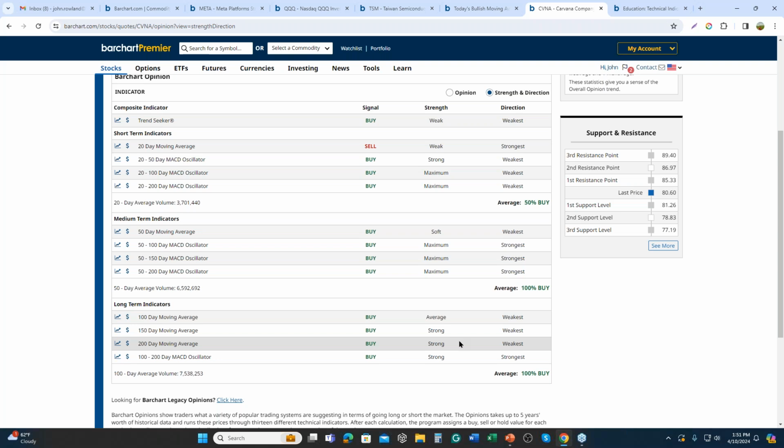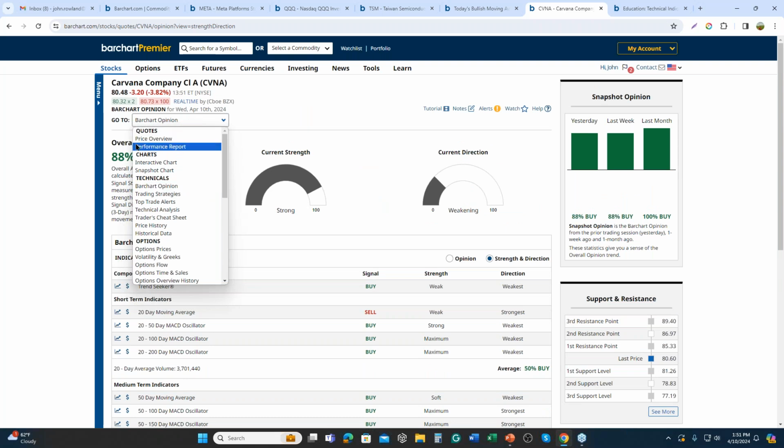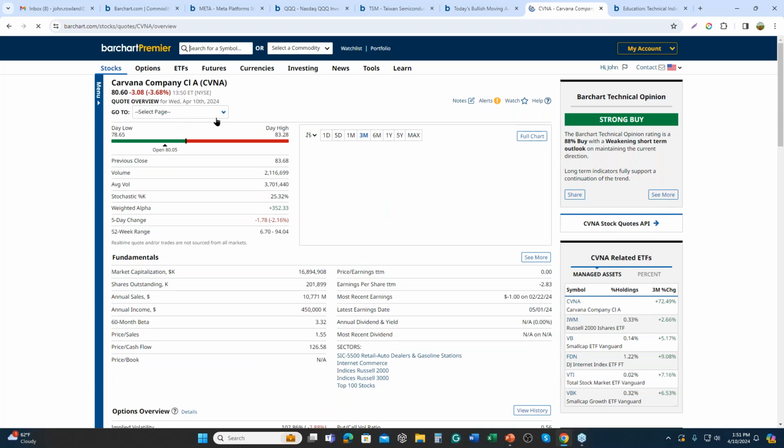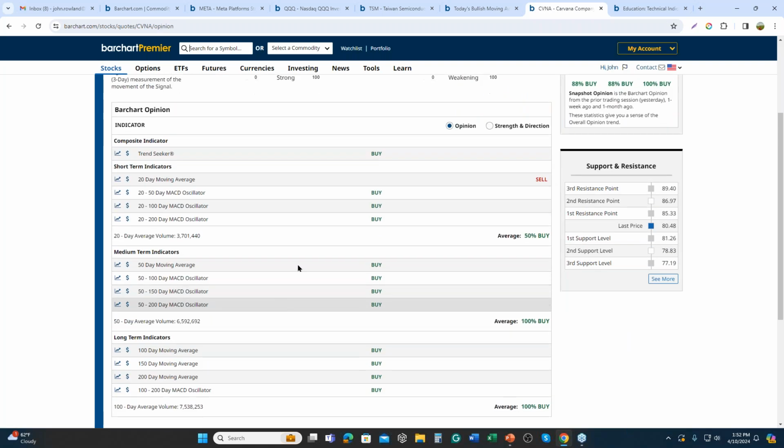So bear with me for a moment, I'll show you where that is. I did want to show you from the price overview box or tab, you can see where you can find Barchart technical opinion, and that'll take you to that data page.